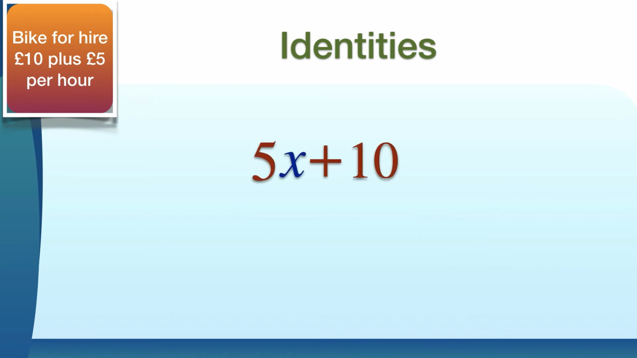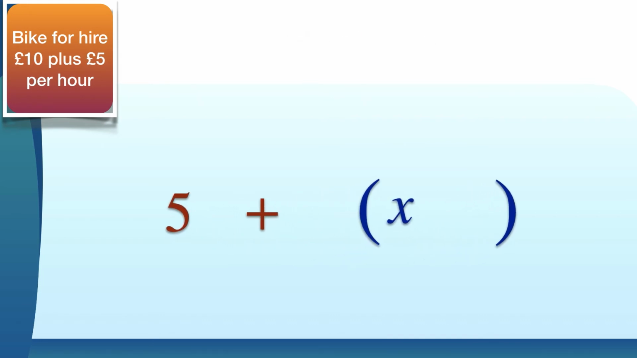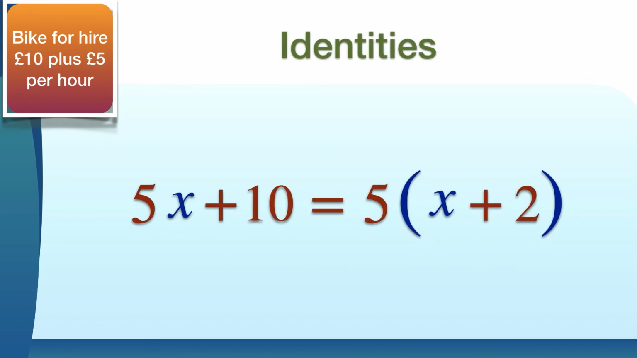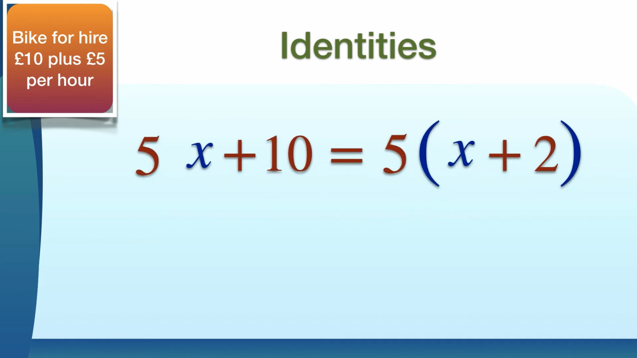Now let's suppose that we want to factorize the expression for the total cost of the hire, 5x plus 10. As 5 is a common factor of the terms 5x and 10, we can factorize this number out, which leaves x plus 2 inside the bracket. This expression is now identical, or equivalent, to 5x plus 10. This is an example of an identity. This might confuse you because they also have the equal sign like the equations. However, the important difference here is that an equation only has a set number of solutions for x, while an identity is satisfied by any values of x.